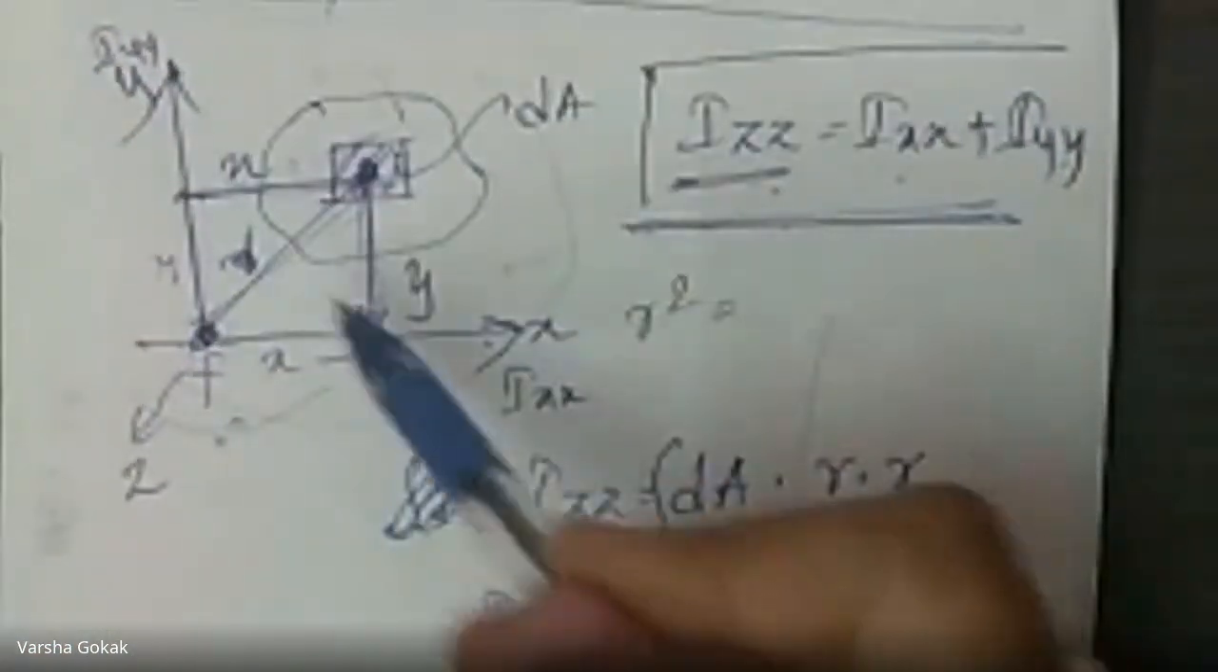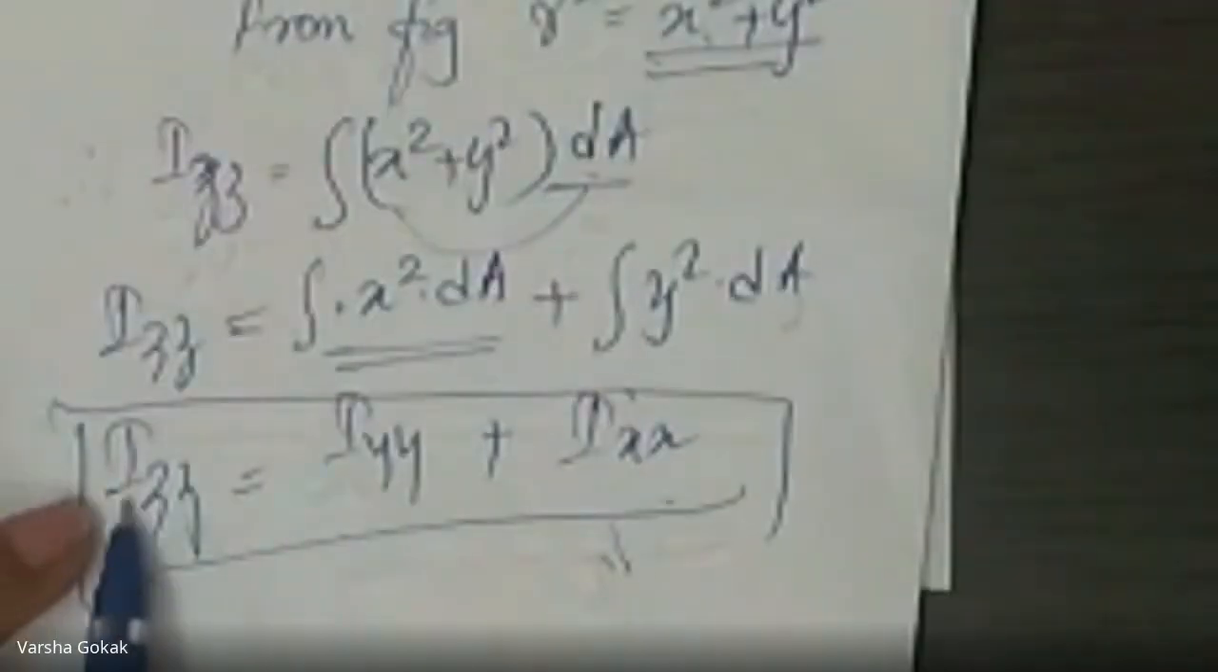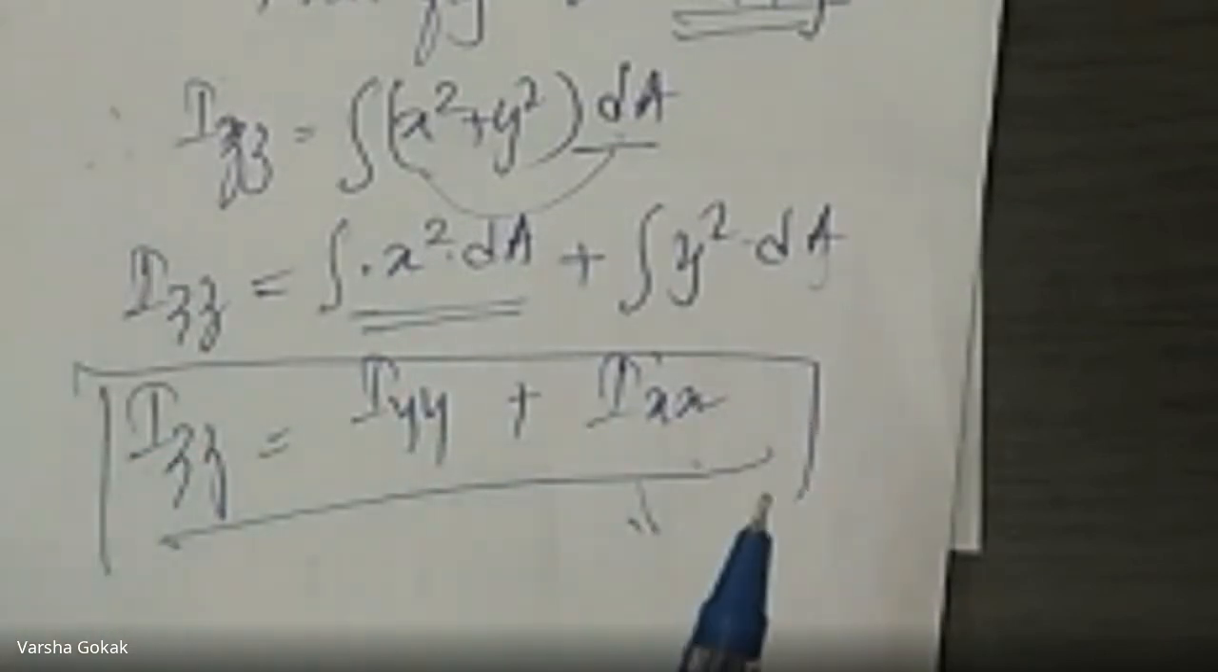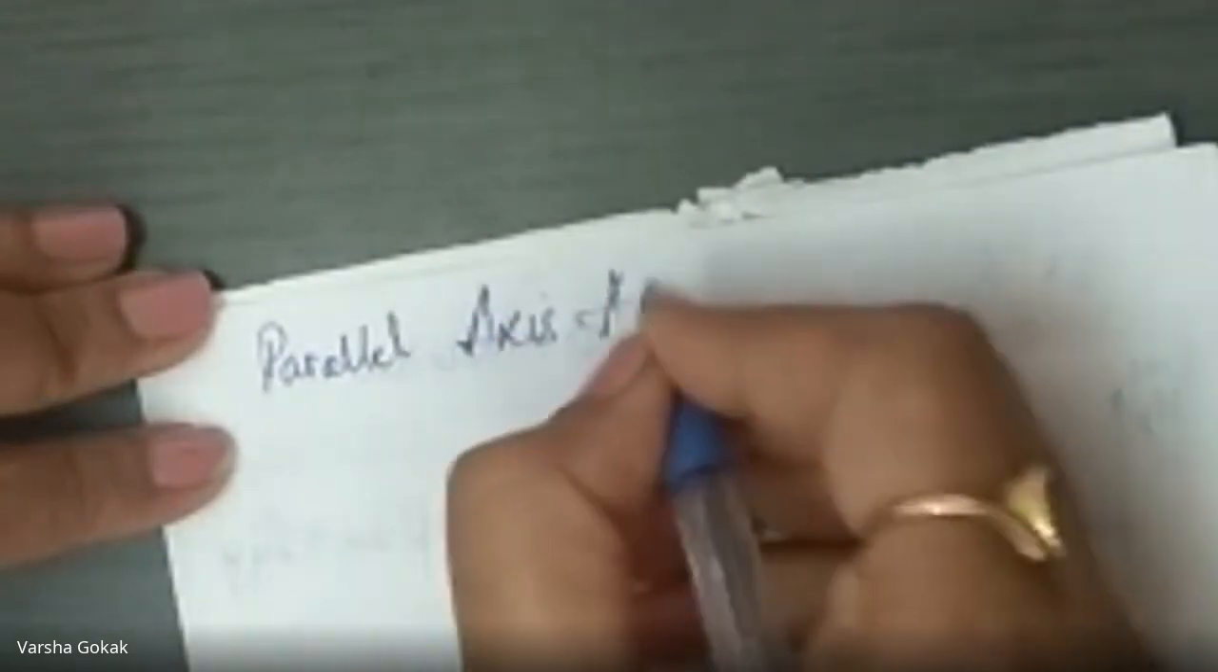You have to remember this figure, x, y, r, and put it into this. You get r square first, substitute for r square, open the brackets, and you will get Izz is Ixx plus Iyy. Definition of the perpendicular axis theorem: the polar moment of inertia is given by the sum of the moments of inertia about the other two perpendicular axes. Clear? Any doubt with the perpendicular axis theorem? Any doubt? No?